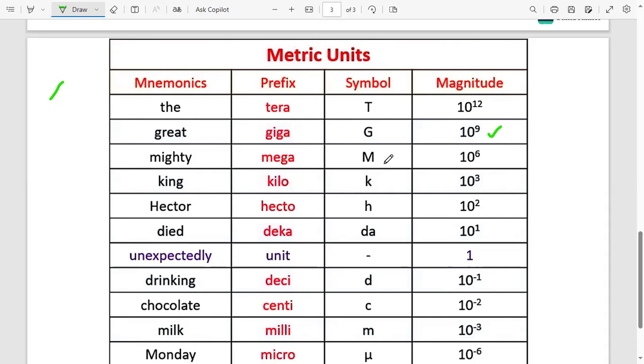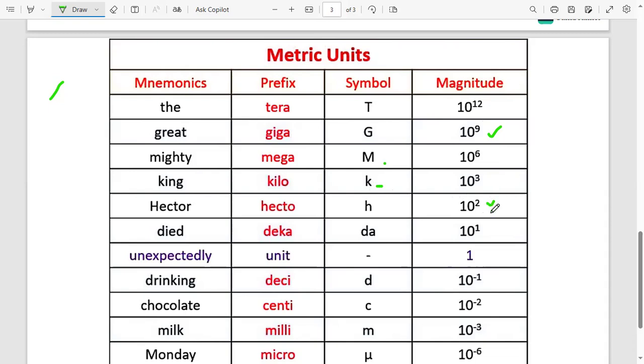Okay, so it's not hard to know. From the top going down, you can see the powers are reducing by 3 until you reach the kilo. When you reach the kilo, you have what we call the hecto. And then that hecto is what?